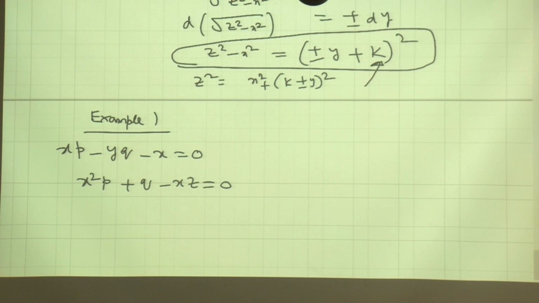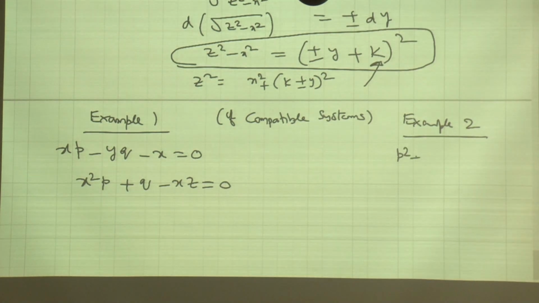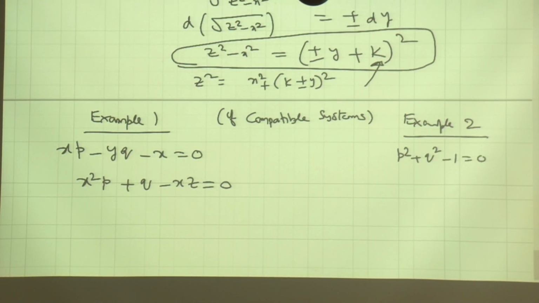Okay, these are examples of compatible PDE, which you can check. The condition will be satisfied. So right now don't check. These are compatible systems. Then we have an example 2, which is p square plus q square minus 1 equal to 0, and p square plus q square into x minus pz equal to 0. Okay, this is also a compatible system.